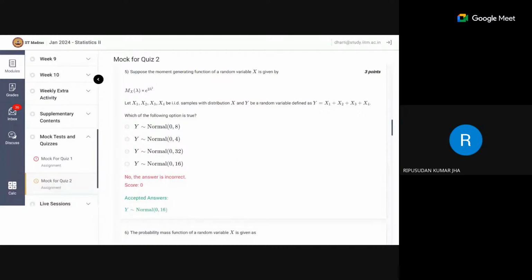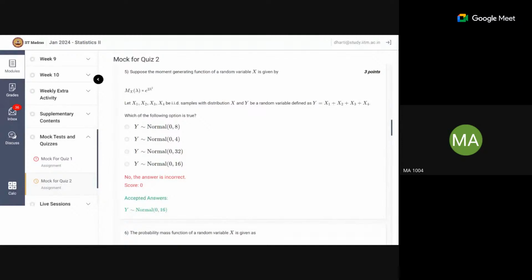Ma'am, here sigma square is 4, na? Let's take it. How did you calculate 4? By comparing with the formula of the normal 0 comma sigma square MGF. Okay, let's take it. So MGF is given, and Y is the sum of all these 4, and the distribution of Y is being asked. So how will you start this question to solve?